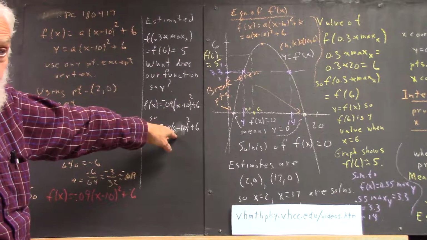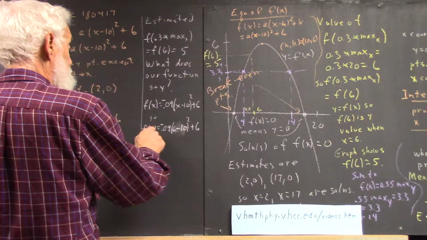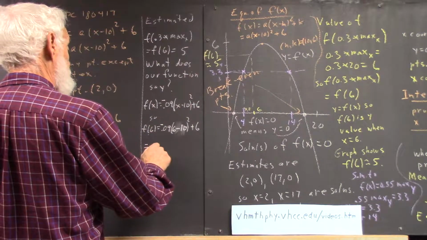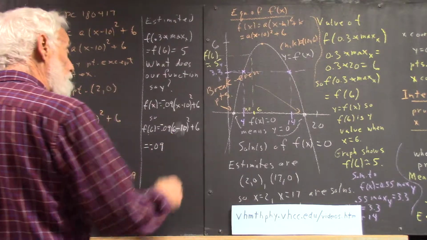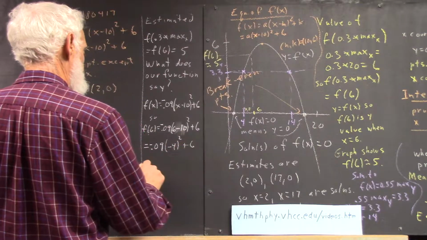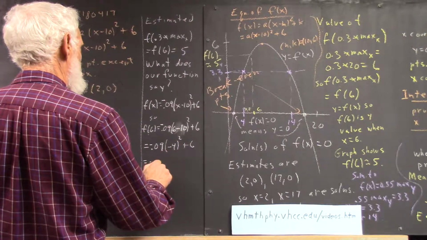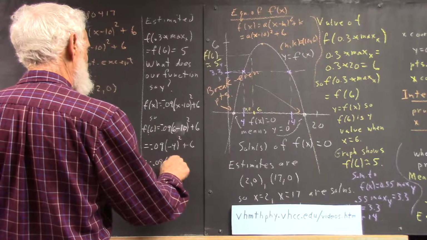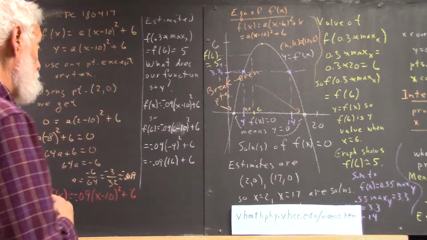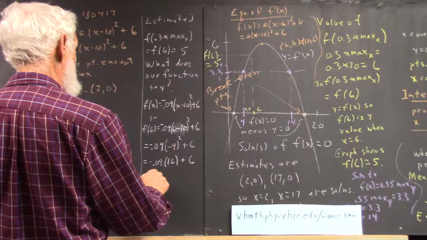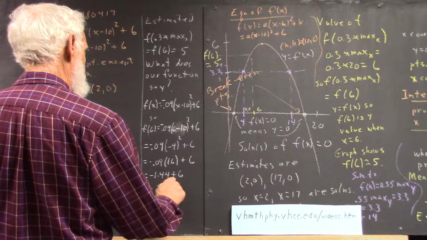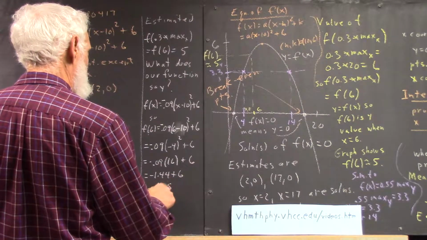Okay, so plug in 6 for x, right? Okay? Well then, that's easy. That's negative 0.09, and I wrote the equal but not the negative, times negative 4 squared plus 6, which is negative 0.09 times 16 plus 6, right? And 0.09 times 16 is 1.44. And that gives us 4.56.